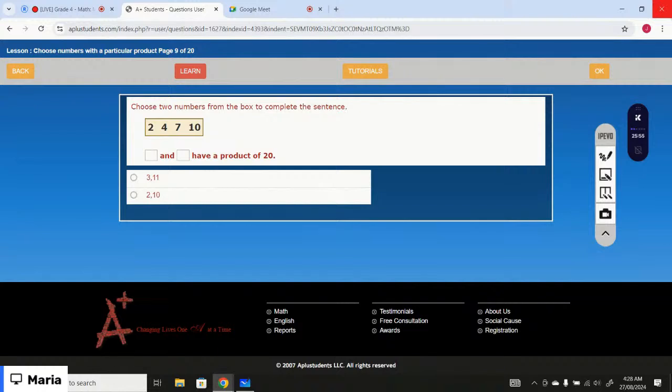The correct option is 10 times 2 is 20. Option number 2 is the correct option.